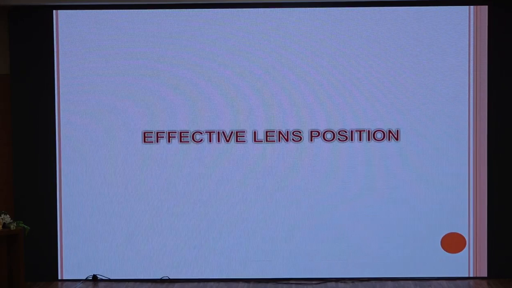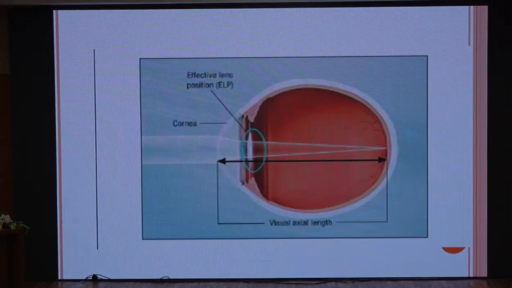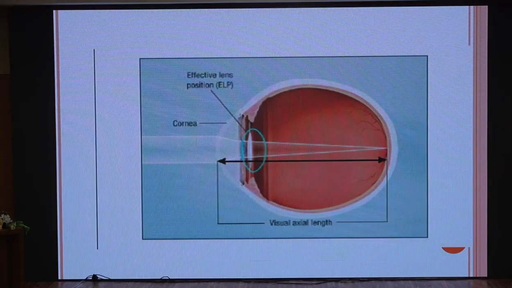Then effective lens position can be calculated by the optical biometers, and this photograph shows that this is the lens position, which is based on the anterior chamber depth and the lens thickness. So if we have these two parameters accurate, as well as wide to wide, then we get more accuracy in the ELP, that is effective lens position.